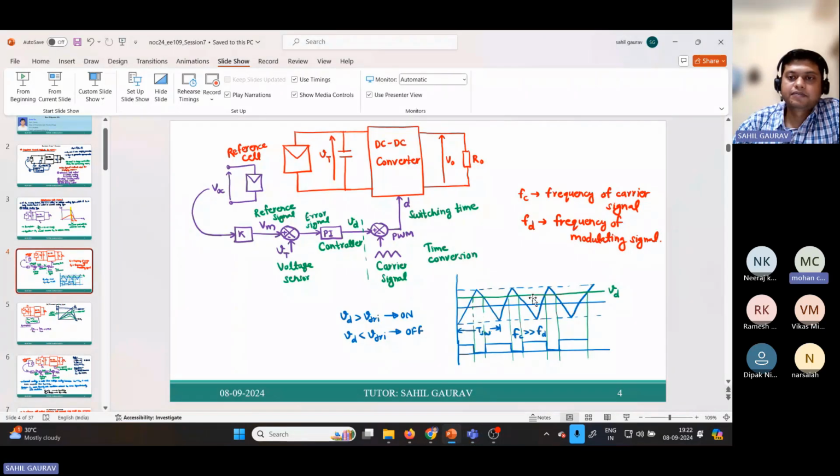Yes, FD is DC here. So in this case, the frequency of the modulating signal is 0 because it is a DC quantity. But if you have a sinusoidal waveform, then that will be useful. I have shown here the general case. The carrier frequency should be much greater than the modulating frequency, approximately 50 times, 100 times, 1000 times, like that.